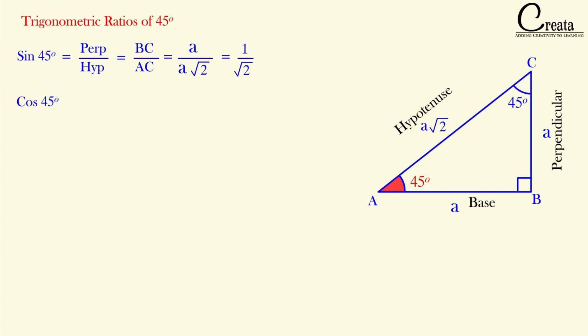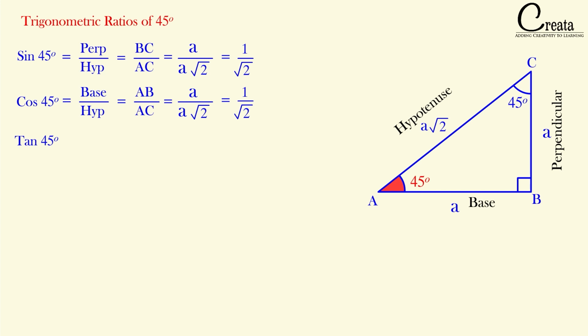Further, let's find cos 45. Cos we know it is base upon hypotenuse. Base is AB and hypotenuse is AC. So it will be A upon A root 2, which is 1 upon root 2. So we got the value of cos 45 as also equal to 1 upon root 2. Got it? Further, let's find tan 45 degree.